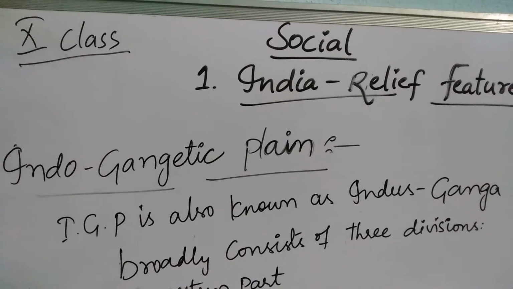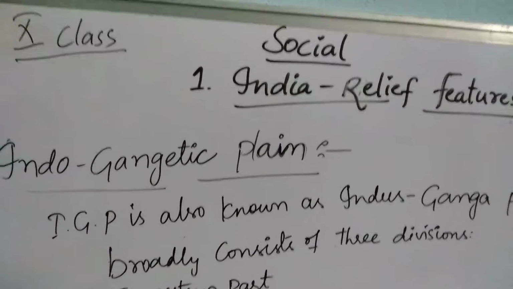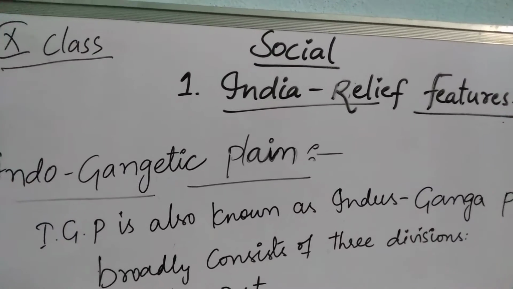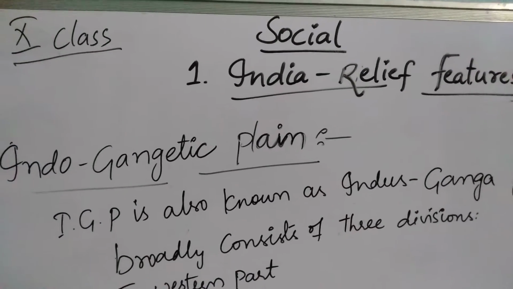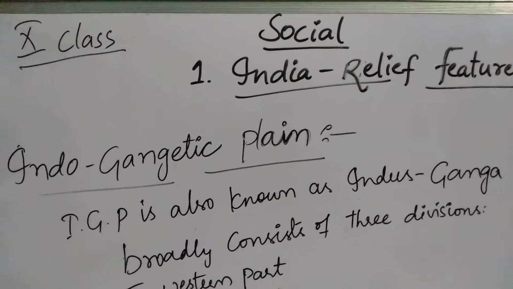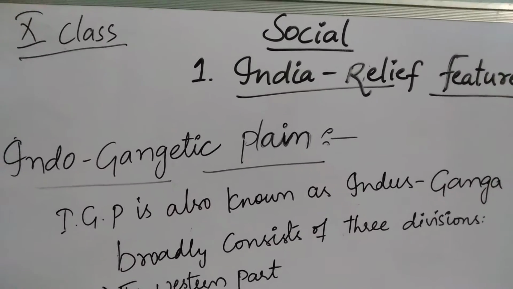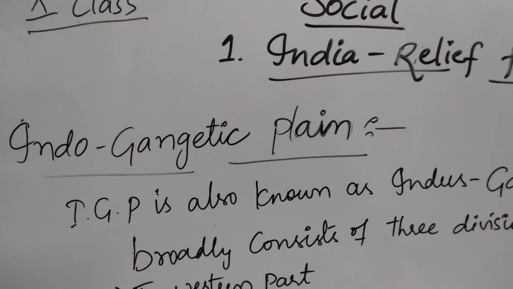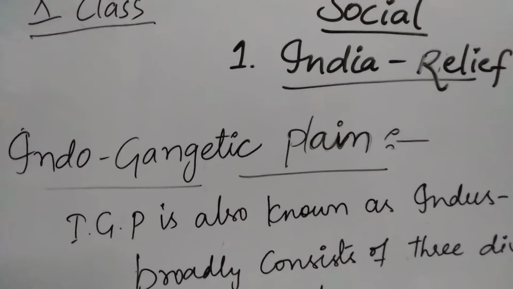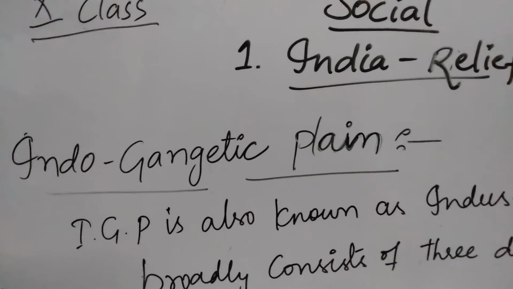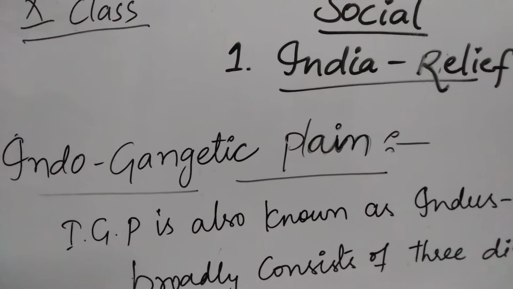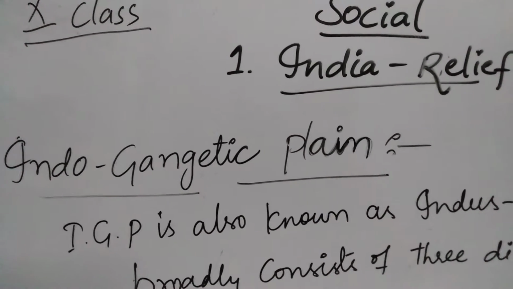In the last session, I completed the Himalayas. I told you the landmass is divided into 6 parts, and I hope you all understood that. In this video, I am going to explain the Indo-Gangetic Plain. This is the second one in the relief, in the landmass divided into 6.